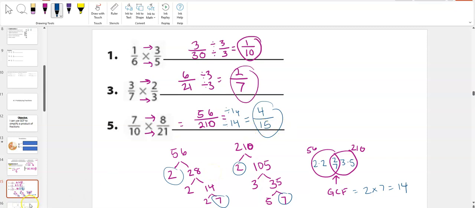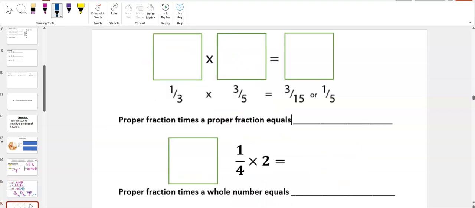Okay, so like I said, those are pretty simple and straightforward. The hardest part is that reducing and simplifying, which you just have to practice and find that GCF.